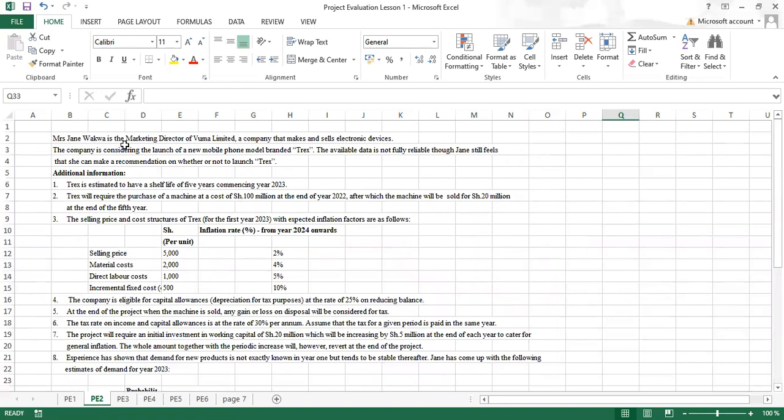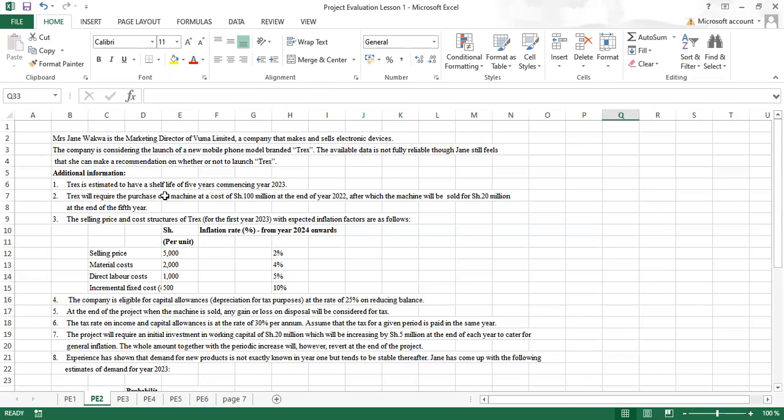Mr. Jane Wakwa is a marketing director of Vuma Limited, a company that makes and sells electronic devices. The company is considering the launch of a new mobile phone model branded Trex. The available data is not fully reliable, though Jane still feels that she can make a recommendation on whether or not to launch Trex. Additional information.